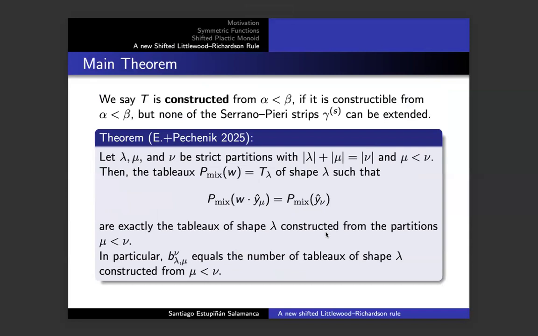Then I say that a tableau is constructed if, once I have this partition into Serrano-Pierre strips, there is no other way I can construct my Serrano-Pierre strips such that one of them is longer. So all of them are maximal in the sense that I cannot find a different partition with one of them being longer. In that case, a tableau is constructed, and then our main result is that the coefficients of the orthogonal Grassmannian can be described as the number of constructed tableaux determined by the respective partitions.